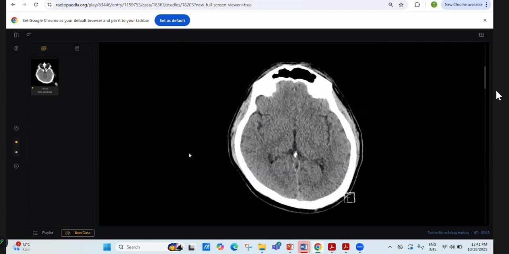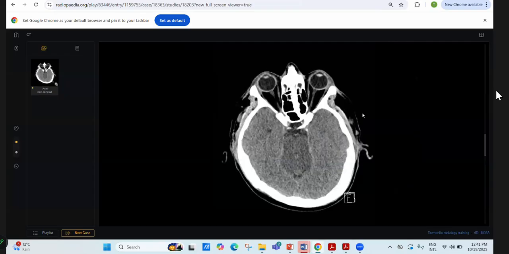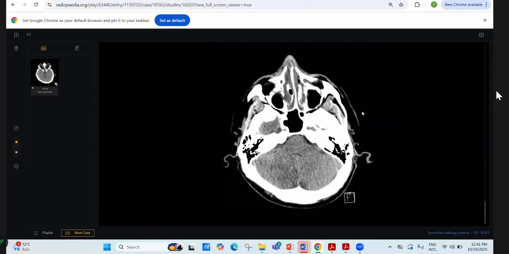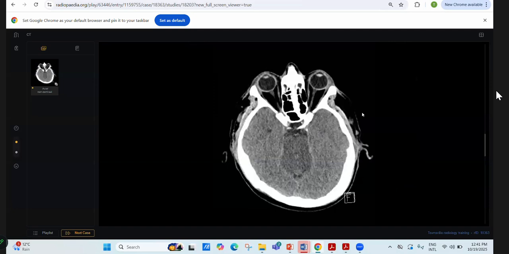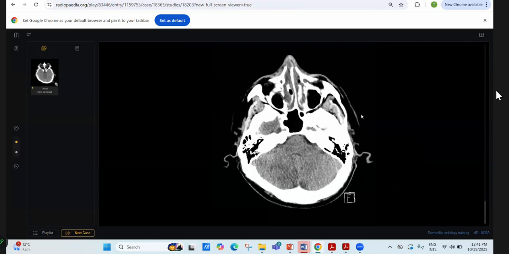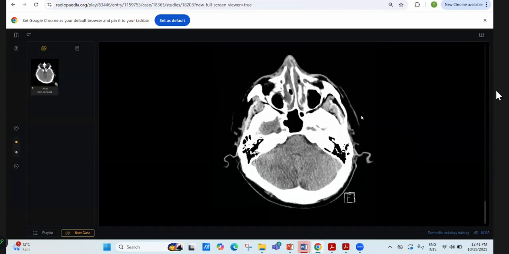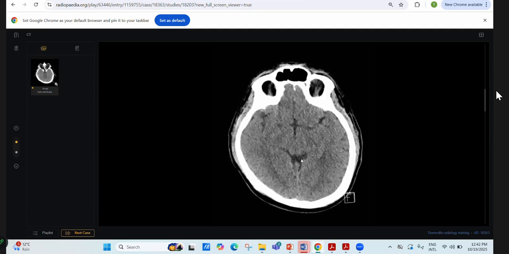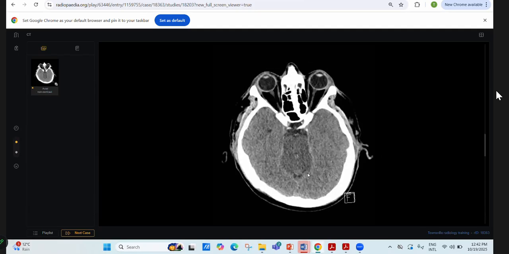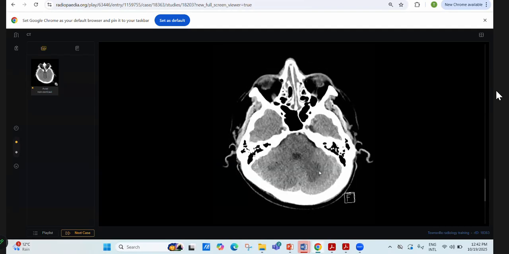It's a patient presented with sudden onset of unconsciousness. First of all, I'm going through the images, where I can see that there is a large area of hypodensity involving the pons and cerebellum. It is causing effacement of the fourth ventricle, and it is involving both the right and left sides.